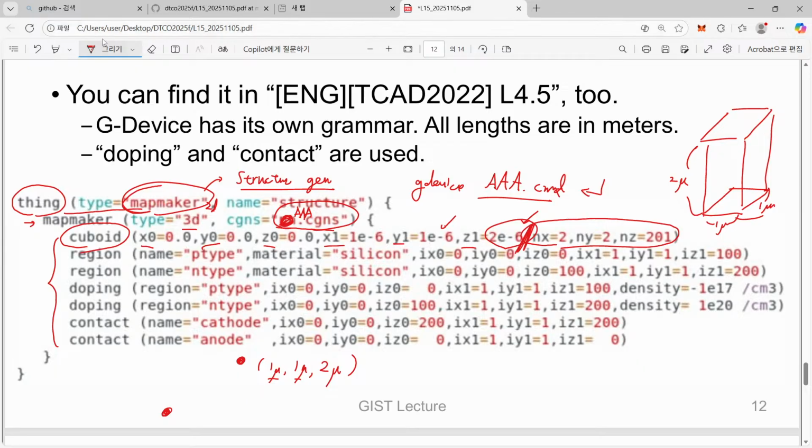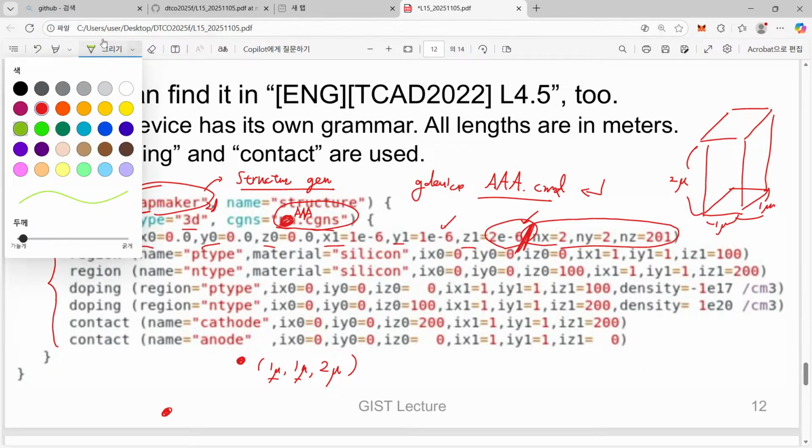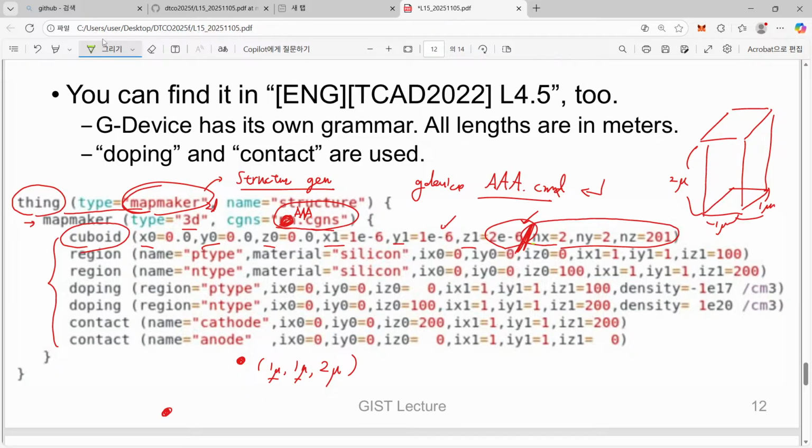What is it? We will introduce intervals for these points. Sorry. So this means that we will introduce 2 points for this 1 micrometer long size. Simply speaking, we will have 2 points along the x direction. Also, ny equal to 2 means that we will introduce 2 points along the y direction. So by doing so, we do not introduce many points.